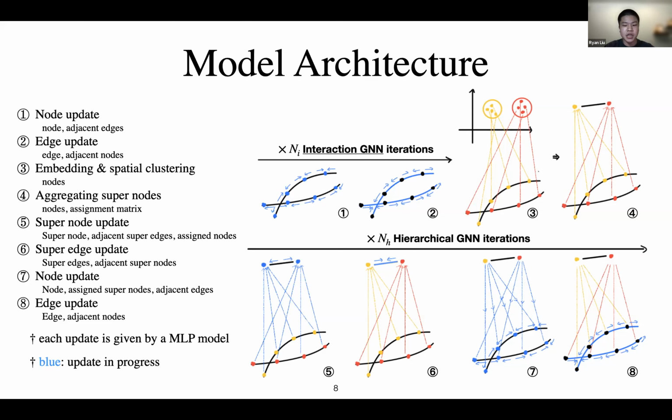After that, we have the hierarchical GNN iterations. For the node updates, we have an additional input that is concatenated to the interaction ones, which is the supernode information. As discussed before, this is given by SX. And for the supernodes, the update has an additional input given by the node information, which is S transpose N. Both the edge and the super edge updates remain the same as the interaction ones.